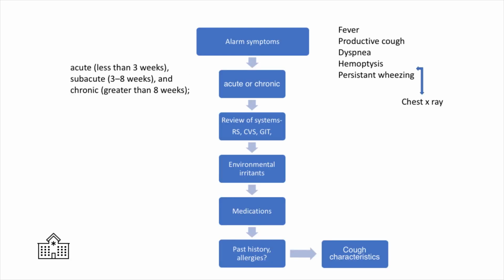This is the flowchart. Initially ask for the alarm symptoms like fever, productive cough, dyspnea, hemoptysis, and persistent wheezing. If any of these symptoms are present, go for a chest x-ray. If there are no alarm symptoms, assess whether the cough is acute or chronic and review the systems like RS, CVS, and GIT. Next, ask about environmental irritants. If there are no environmental irritants, ask for medication history and history of allergies and CAD, and then ask for the cough characteristics.